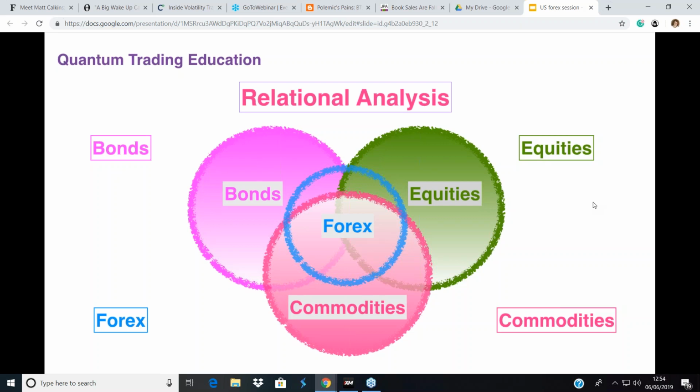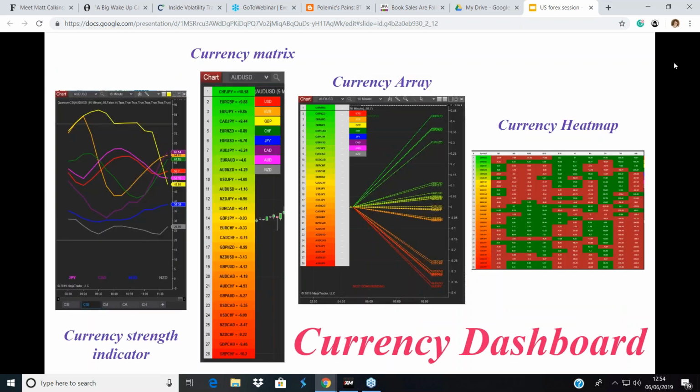Money flows either for a return or to a place of safe haven, and that could be a bond, or it could be a currency such as the US dollar or the Japanese yen. And for the Forex market, these are 4 of the specialist indicators that we have developed: CSI, matrix, array, and heat map.